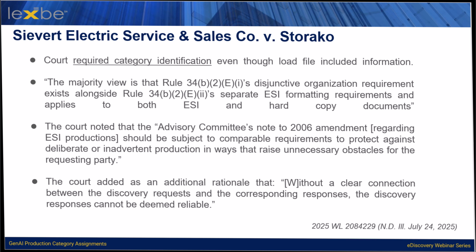The court also noted that the advisory committee's note to the 2006 amendment regarding ESI productions generally should be subject to comparable requirements to protect against deliberate or inadvertent production in ways that raise unnecessary obstacles for the requesting party. The court added as an additional rationale that without a clear connection between the eDiscovery, the discovery request and the corresponding eDiscovery responses, the discovery responses can't be deemed reliable and used as efficaciously as they otherwise could.